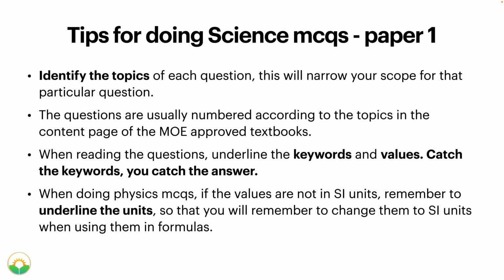And thirdly, when reading the question, you should always try to underline the keywords and values, especially those critical numbers. Because when you can catch the keyword, you can usually catch the answer quite fast. And especially when doing physics MCQ, if the units are not in SI units, so for length, if it's not in meter, it's in cm or kilometer, you should try to take note of it, okay? You should try to underline the units so that later on when you try to use them in a formula, you can remember to change them to SI unit, okay?